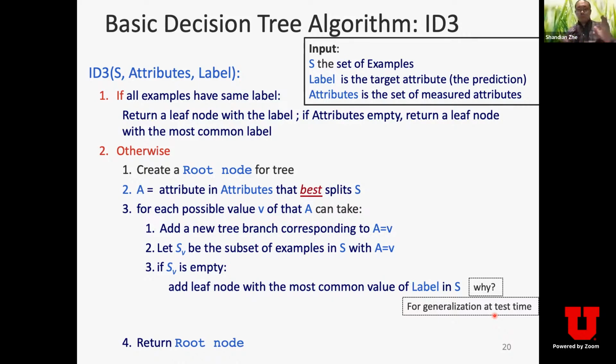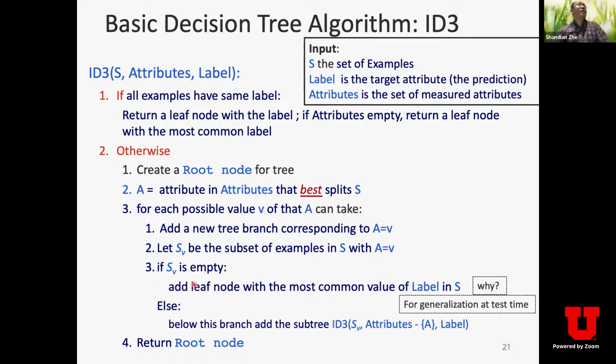So, okay, if SV is not empty, meaning there are a bunch of examples in S whose attribute A takes value V, then things become a lot easier, right? So we're going to consider further partitioning on this subset SV. So how can we do that? We call ID3 again, right? This is a recursive call.